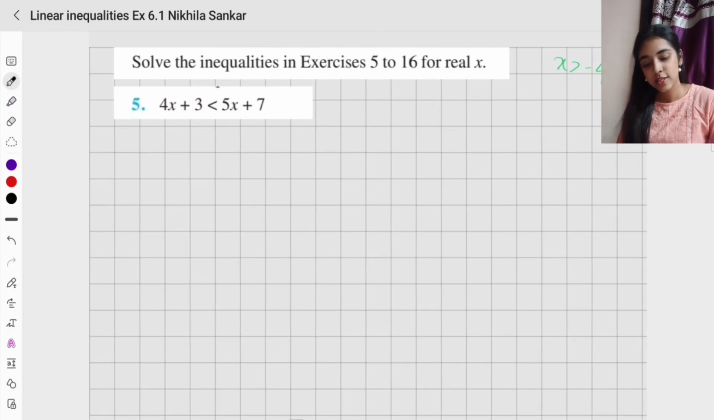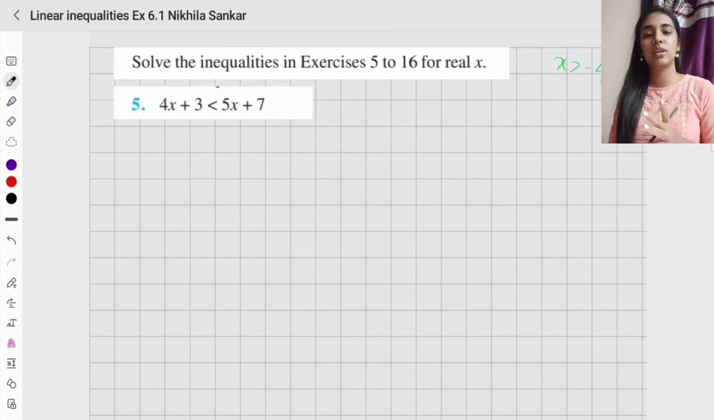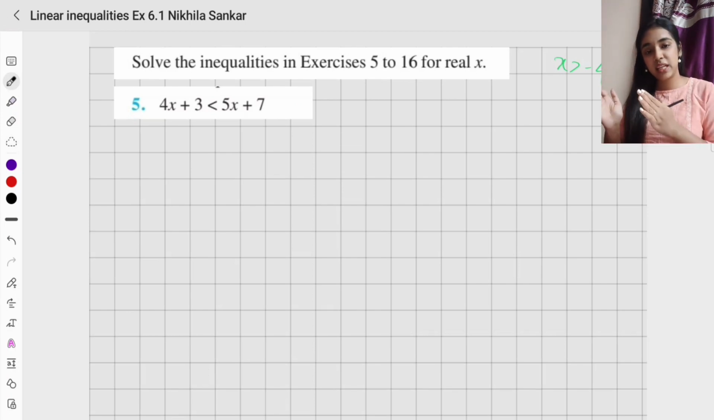Question number 4. Solve the inequalities for real x. So from now on we are only going to deal with real numbers, not natural numbers or integers. So real numbers means it includes all the values, from minus infinity to positive infinity. Okay, so this is what we are going to deal with.